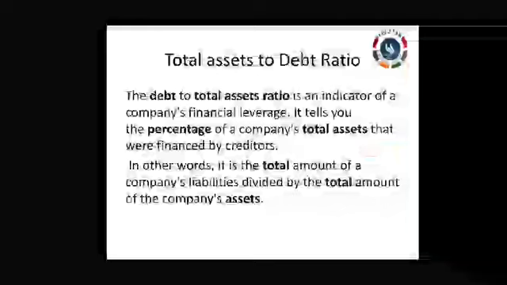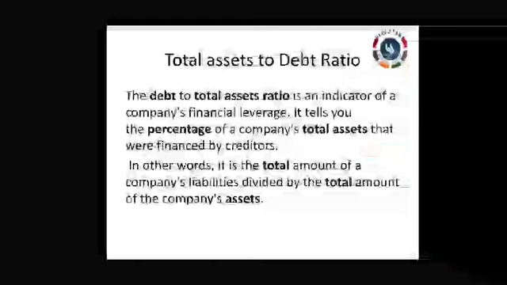So the higher ratio indicates the assets have been mainly financed by the owner. If the ratio is higher, say 90 percent of the amount is invested by the owner. If the ratio is low, then there will be creditors.